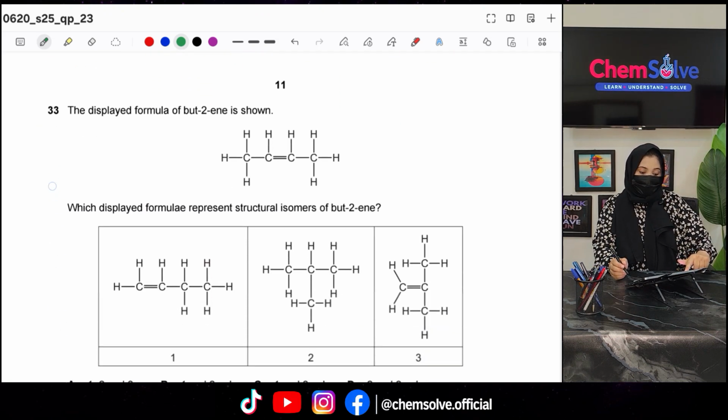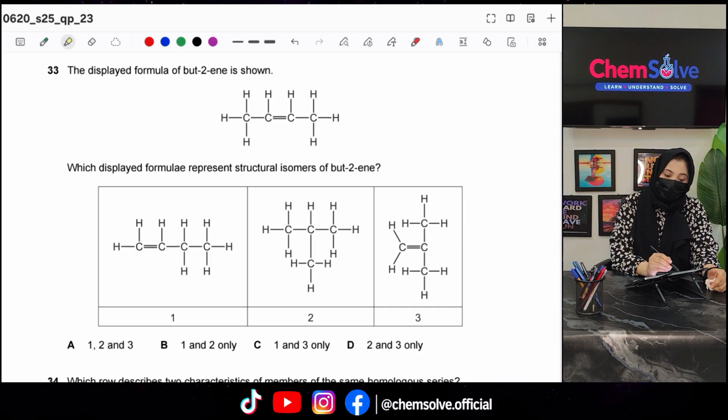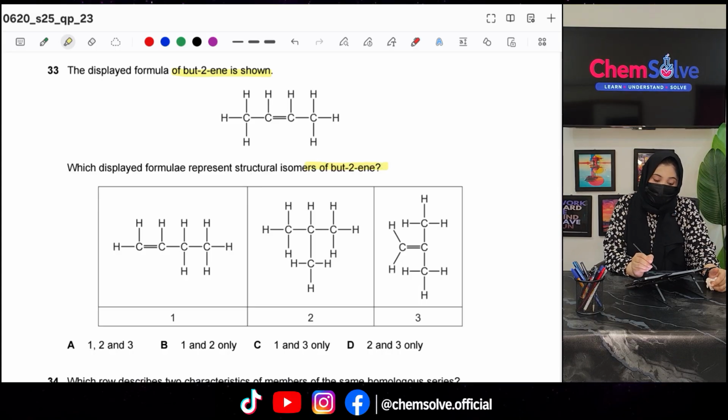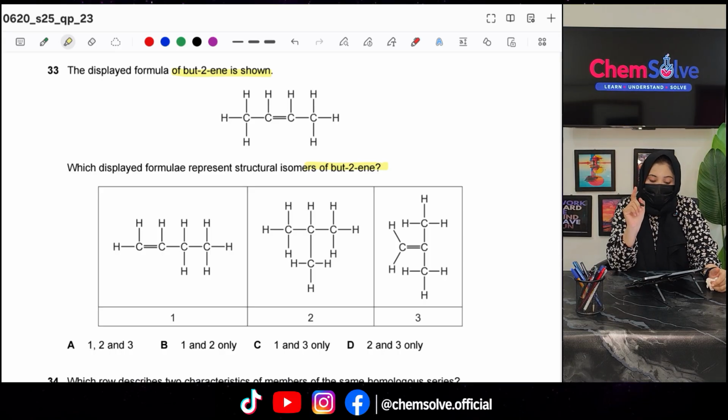Now move to question number 33. The displayed formula of but-2-ene is shown. Which displayed formula represents the structural isomers of but-2-ene? For isomers, we have to look at the molecular formula. It should be the same.